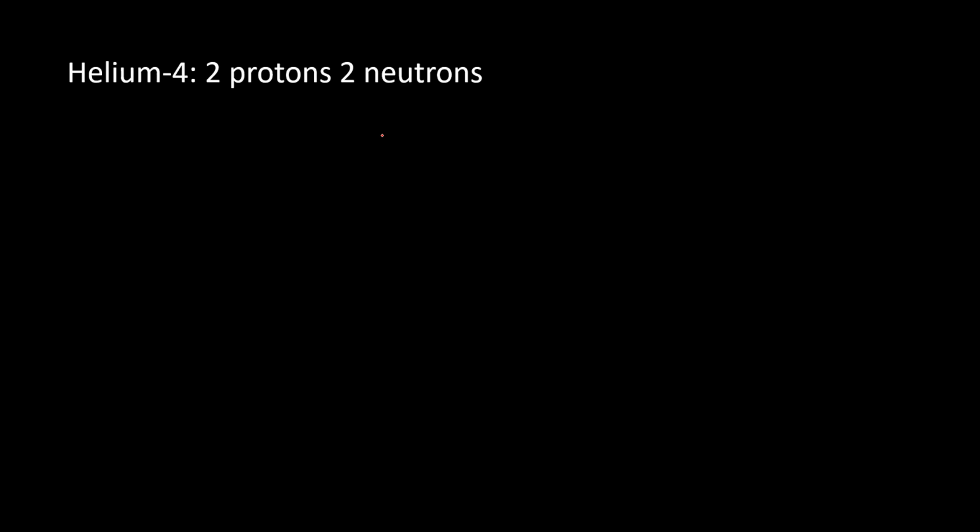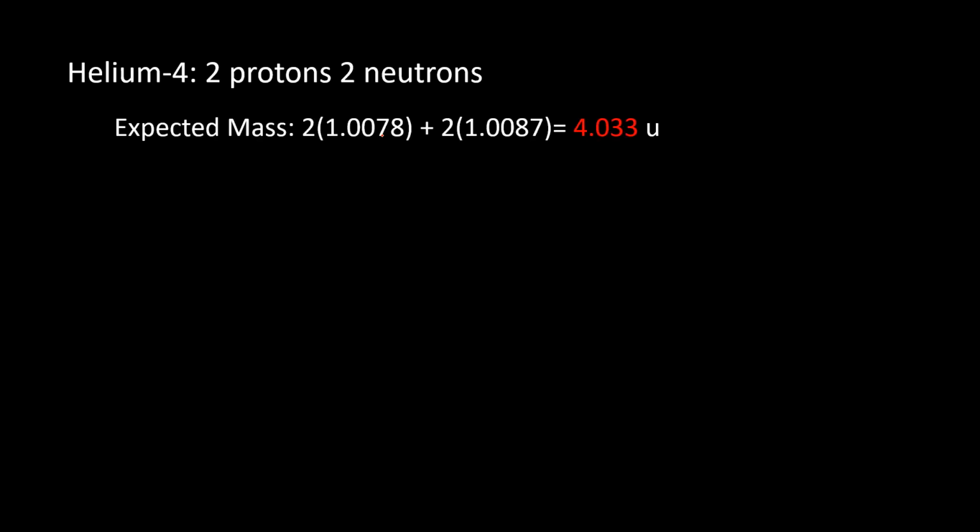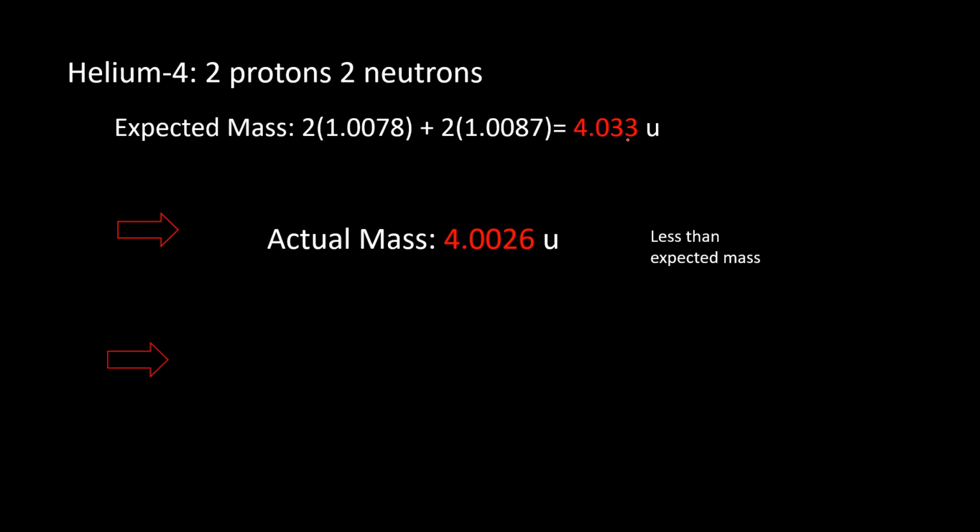Helium-4 has 2 protons and 2 neutrons. If you want to find the mass of helium-4, you'd multiply 2 by the mass of protons in atomic mass units, plus 2 by the mass of neutrons in atomic mass units. You'd get 4.033 u. However, the actual mass of helium is 4.0026 u, and this number is smaller than this number.